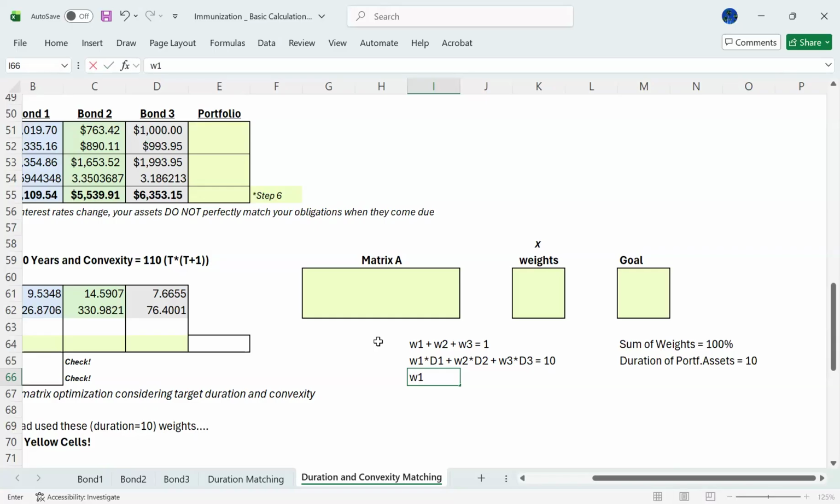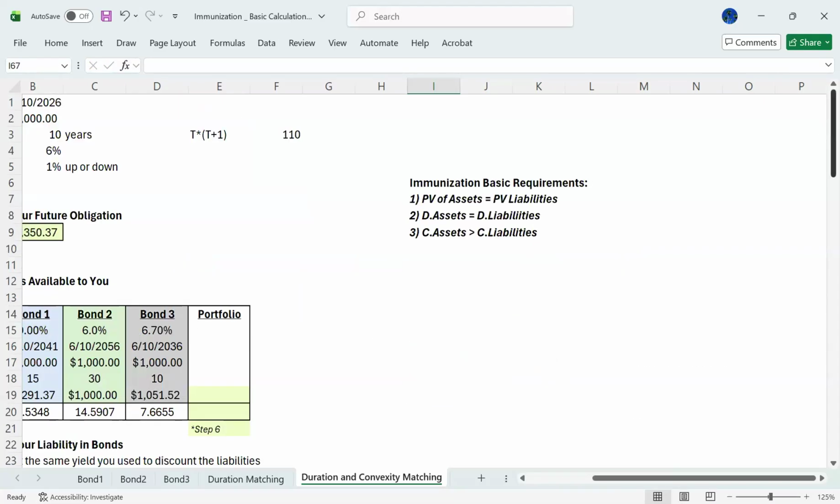So it would be W1 times C1 plus W2 times C2 plus W3 times C3. We want that to be 110. Once again, in the interest of time, if you quickly rerun the convexity calculations for a single lump sum of 6,000 occurring 10 years later, you're going to realize that you can get the convexity with a simplified form, T times T plus 1, which in this case is 10 times 10 plus 1, it's 110.